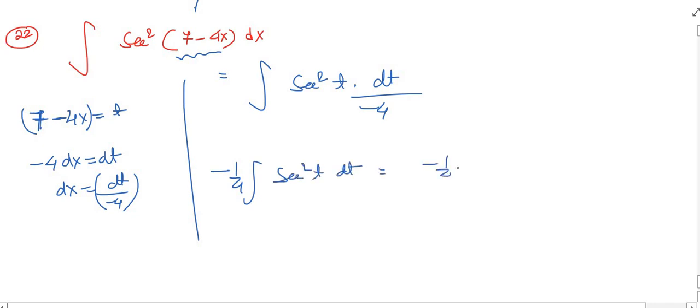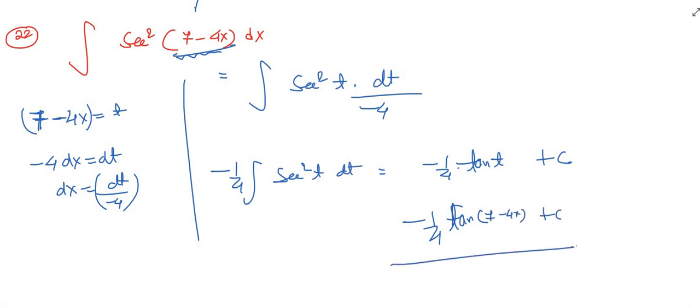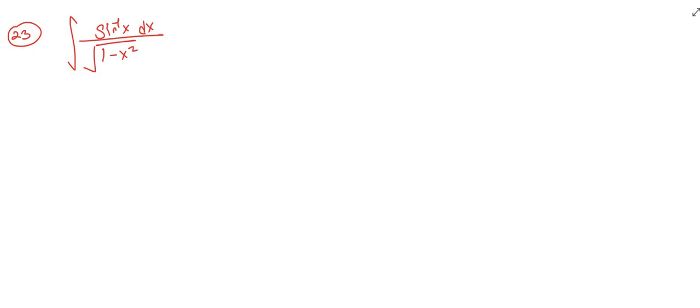सीक स्क्वायर का फॉर्मूला तो बहुत इजी है गाइस, sec square integration is tan, check your list, formula list which I gave in first video. तो -1/4 tan of t, ठीक है, t was 7 - 4x plus c, this is the answer. This is the next question, it's pretty simple if you know the differentiation.